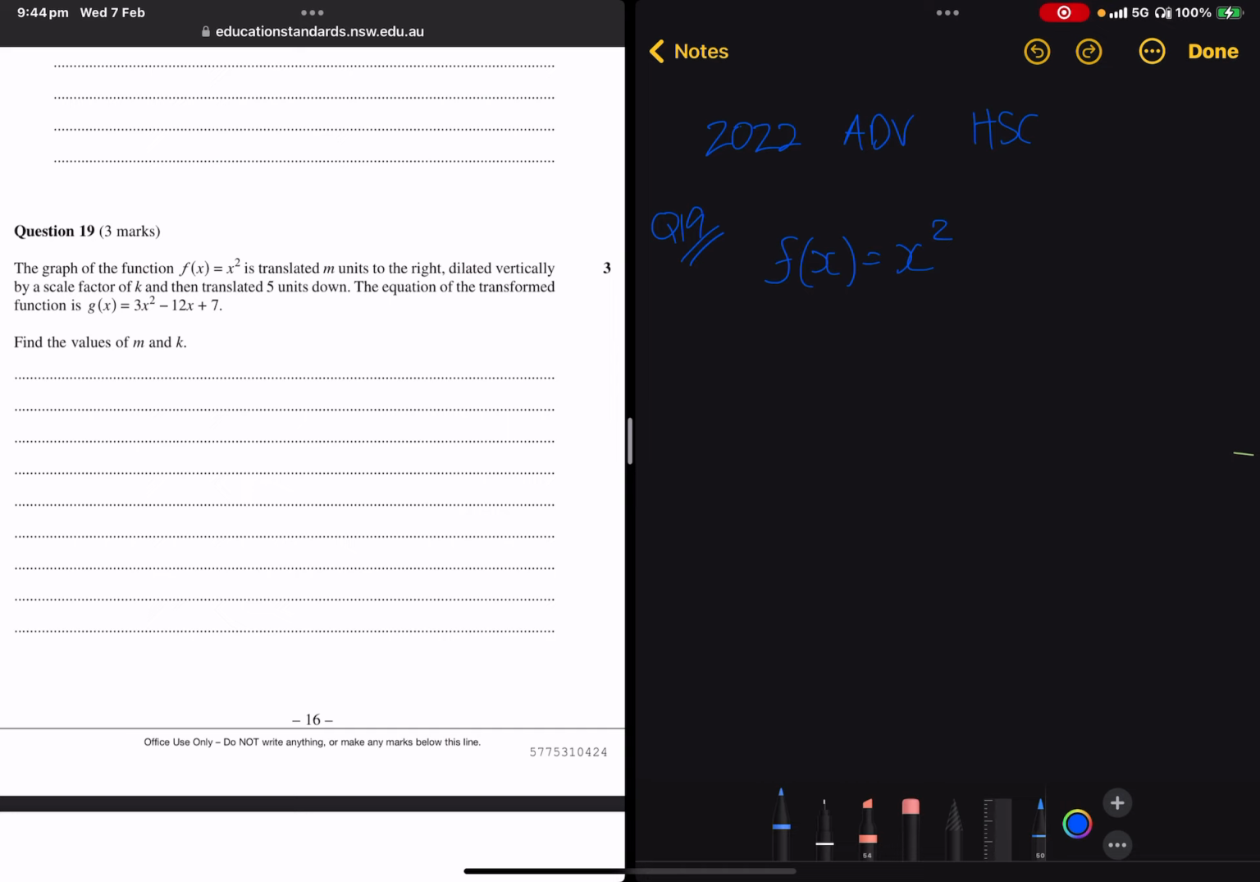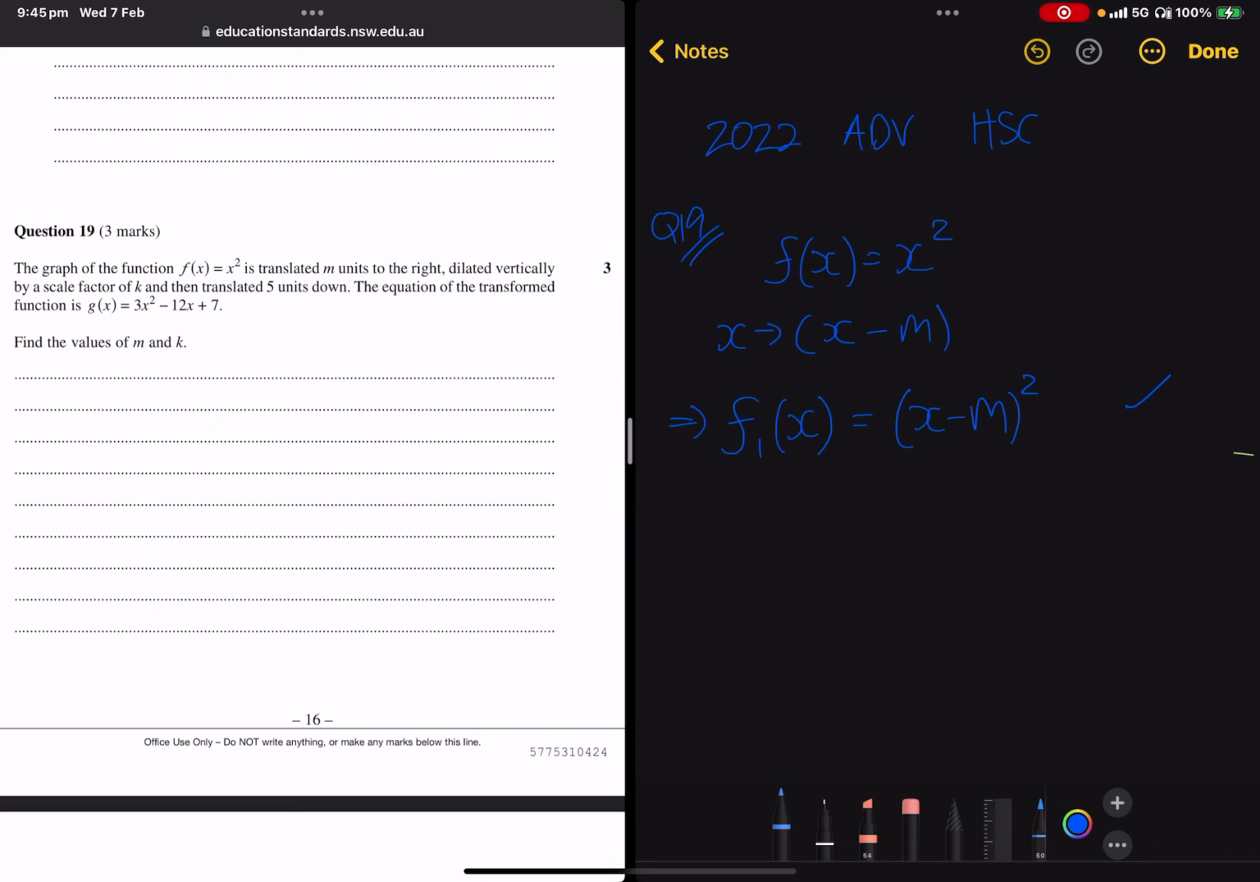So m units to the right replaces x with x minus m. So this will be x replaced with x minus m. This gives us a new function which we'll call f1 of x. This is equal to (x minus m) squared. So this is the first transformation.